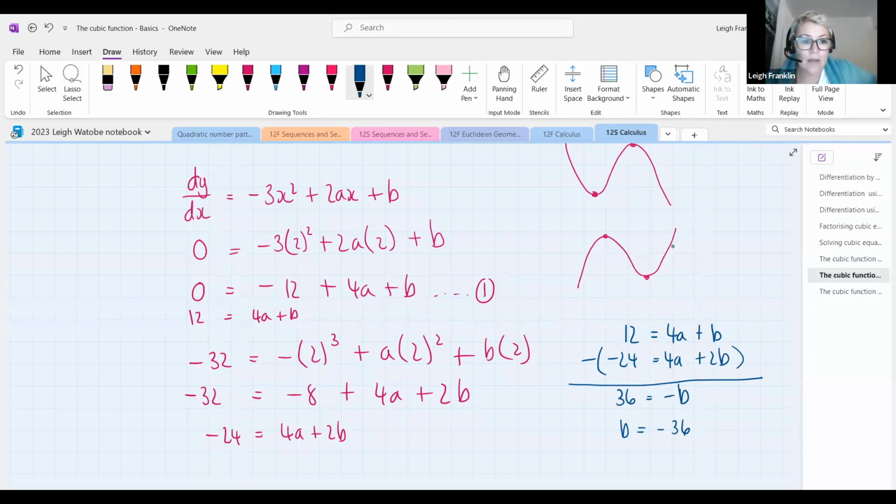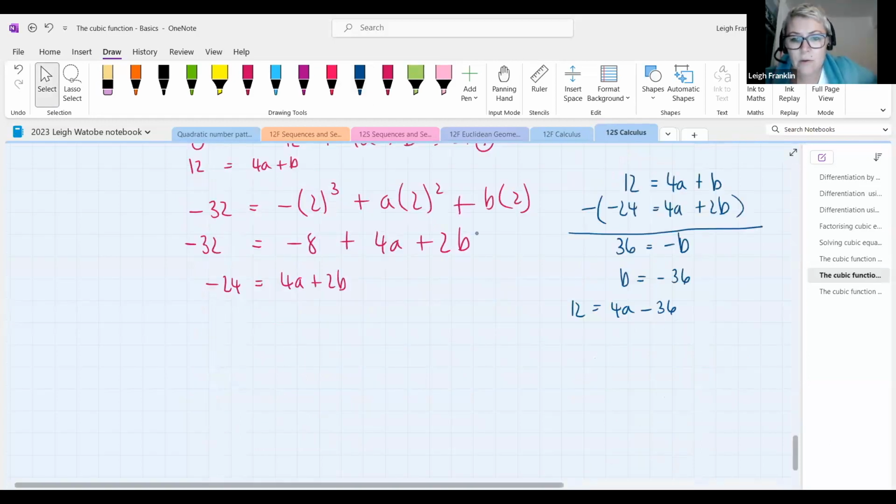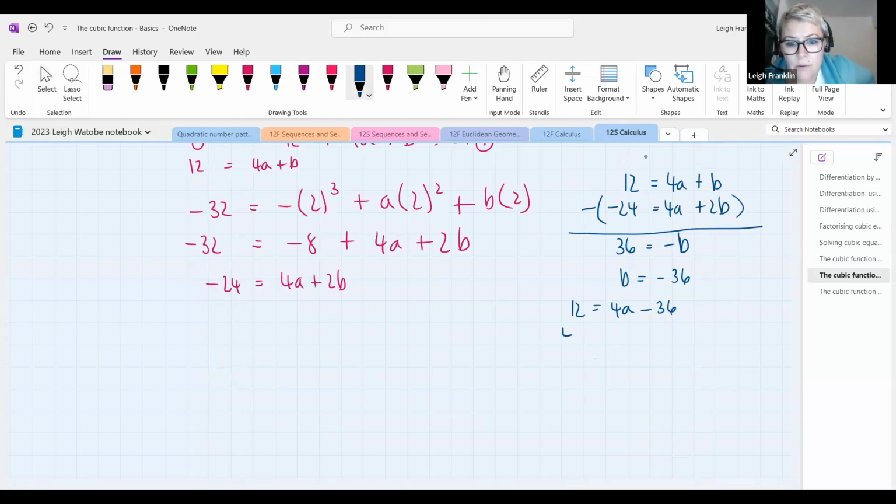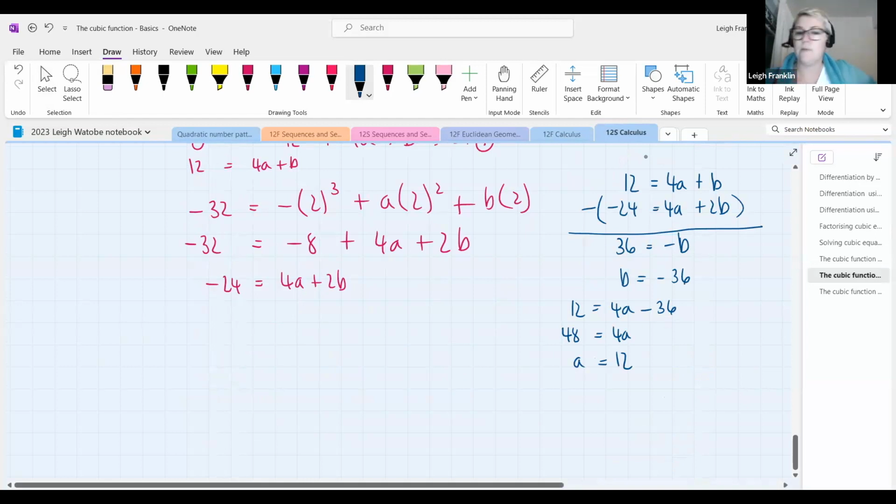Okay, and then you're going to have to go back and sub in for a in any event. So going back, we would end up with 12 is equal to 4a plus b. So that would be minus 36, and that would give us 48 is equal to 4a. So a would be equal to 12 in this case.